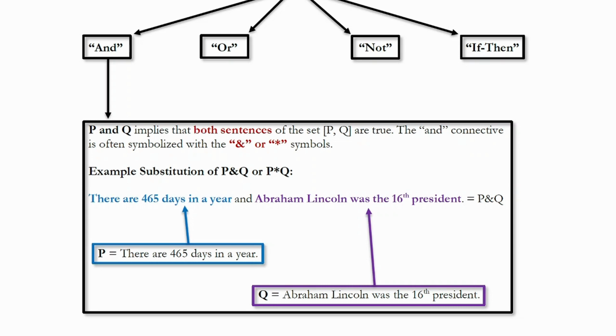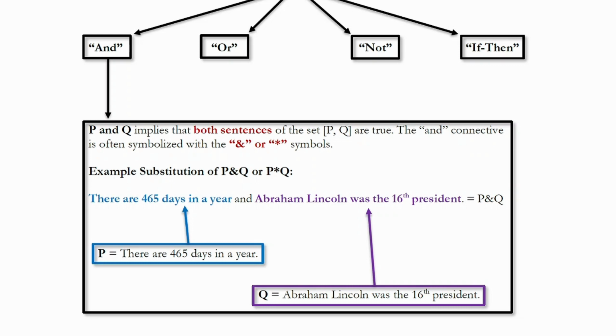Now, the example we used previously, one of them used the and connective, and so we can think about that sentence as a substitution of the form P and Q. So there are 465 days in a year, we could call that P. The word and is connecting that to another statement that we'll call Q. Abraham Lincoln was the 16th president. Right? So that sentence, there are 465 days in a year, and Abraham Lincoln was the 16th president, is one substitution, it's one example of the form P and Q.